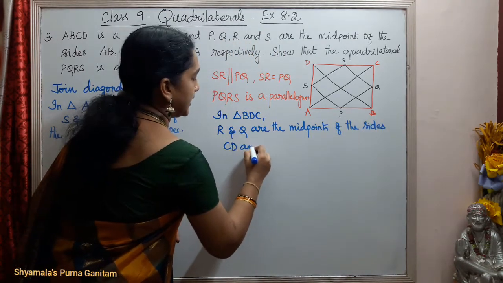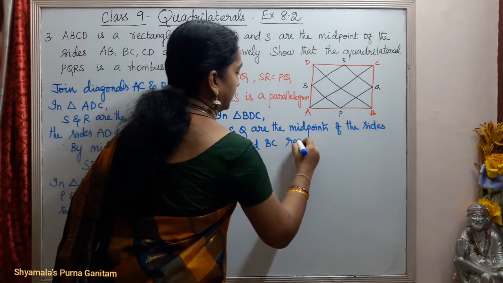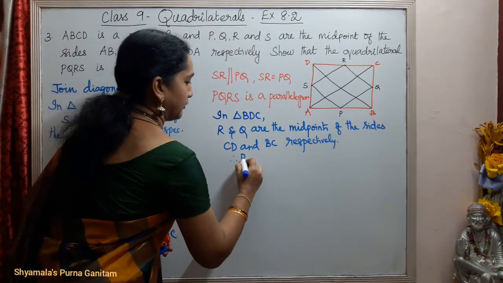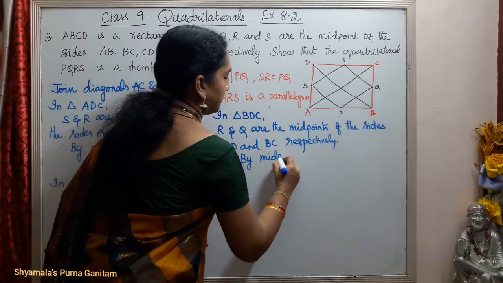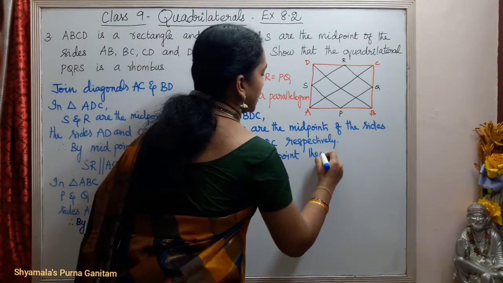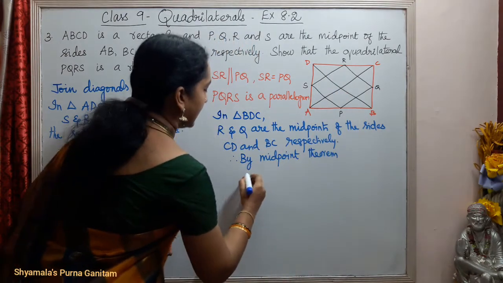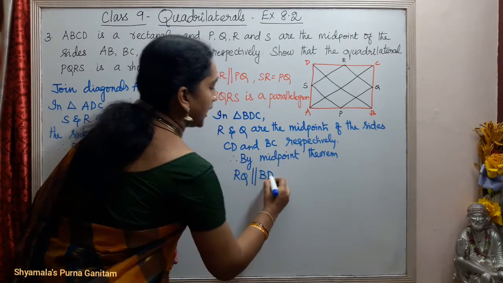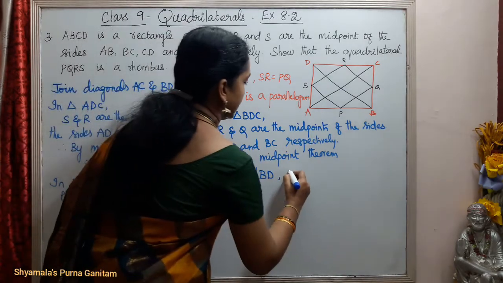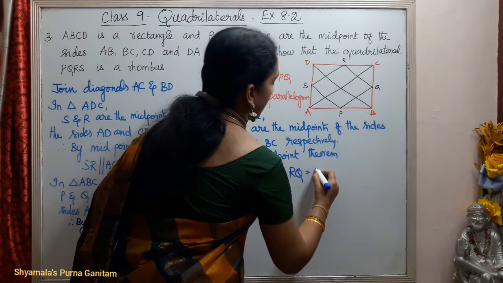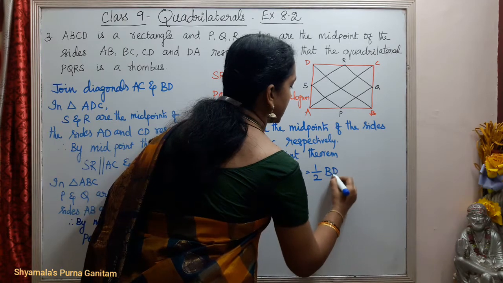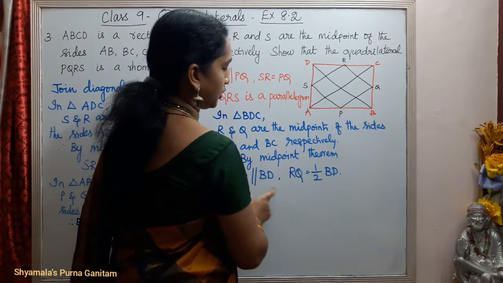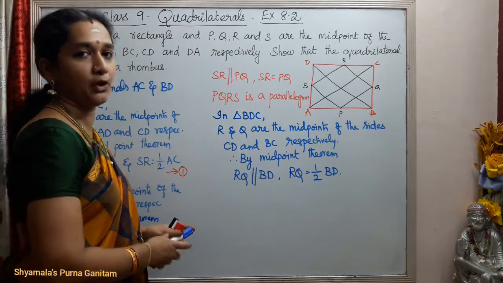CD and BC respectively. So by midpoint theorem, we can say that RQ is parallel to BD and RQ is equal to half of BD.